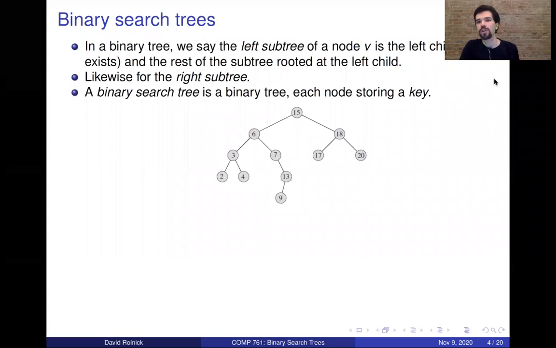So a binary search tree is a binary tree with each node storing a key. Here, these are some nodes in a binary tree. For example, the left subtree of the node storing the key 6 is this whole thing. This is the left subtree of the node with key 6, and this is the right subtree of the node with key 6.